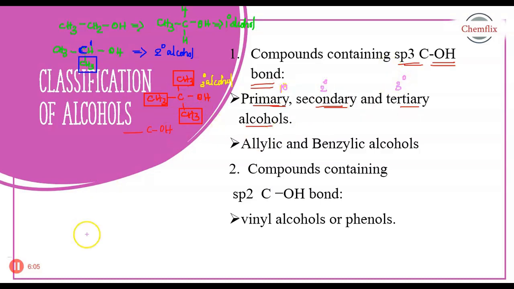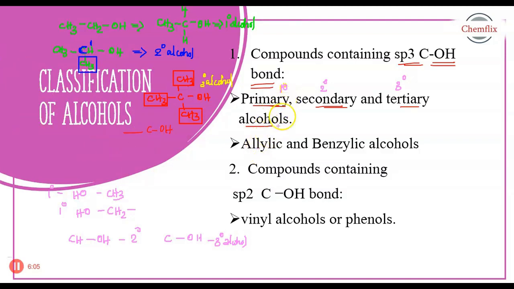So that is the difference. If there are 2 hydrogens attached to this carbon and there is an OH group, then you can say it is a primary alcohol. Likewise CH3OH is also a primary alcohol. If there is only a single hydrogen attached to this carbon, then it is a secondary alcohol. And if there is no hydrogen attached to this carbon bearing the OH, then it is a tertiary alcohol. I think it's clear for you.